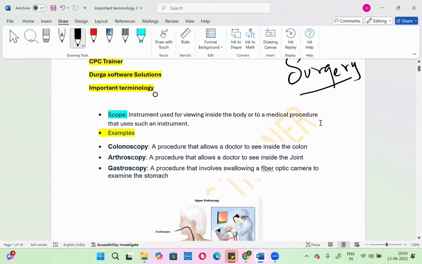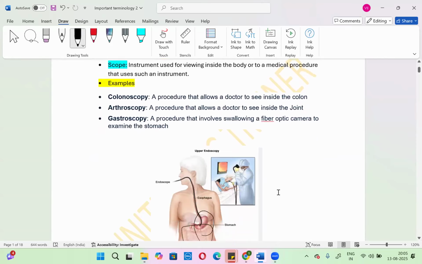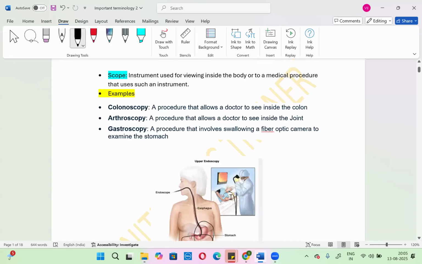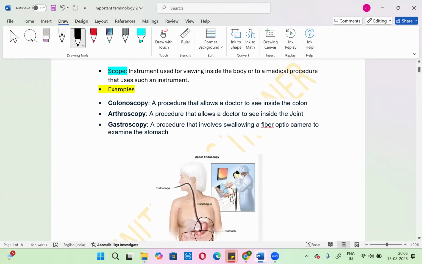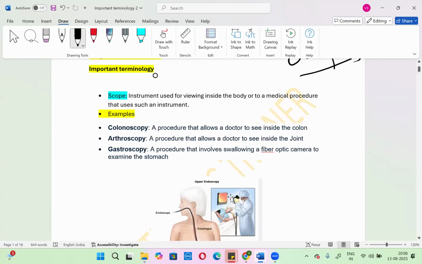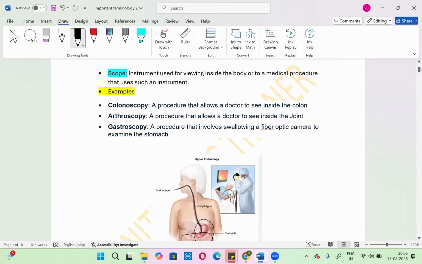So what is a scope? As you can see here in the picture, the physician is inserting a scope. This scope consists of a camera. By sending the scope inside the body, they can see what the problem is. It's the instrument which is used to see inside the body, to diagnose the problem. For example, you can see this word scopy in terminologies like colonoscopy, arthroscopy, gastroscopy.